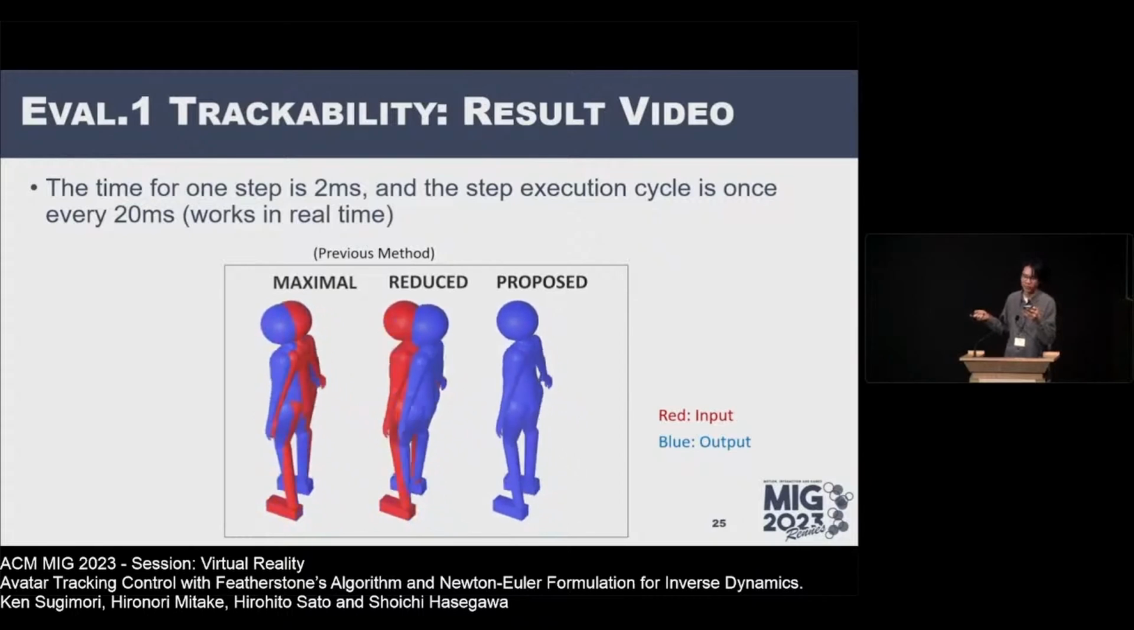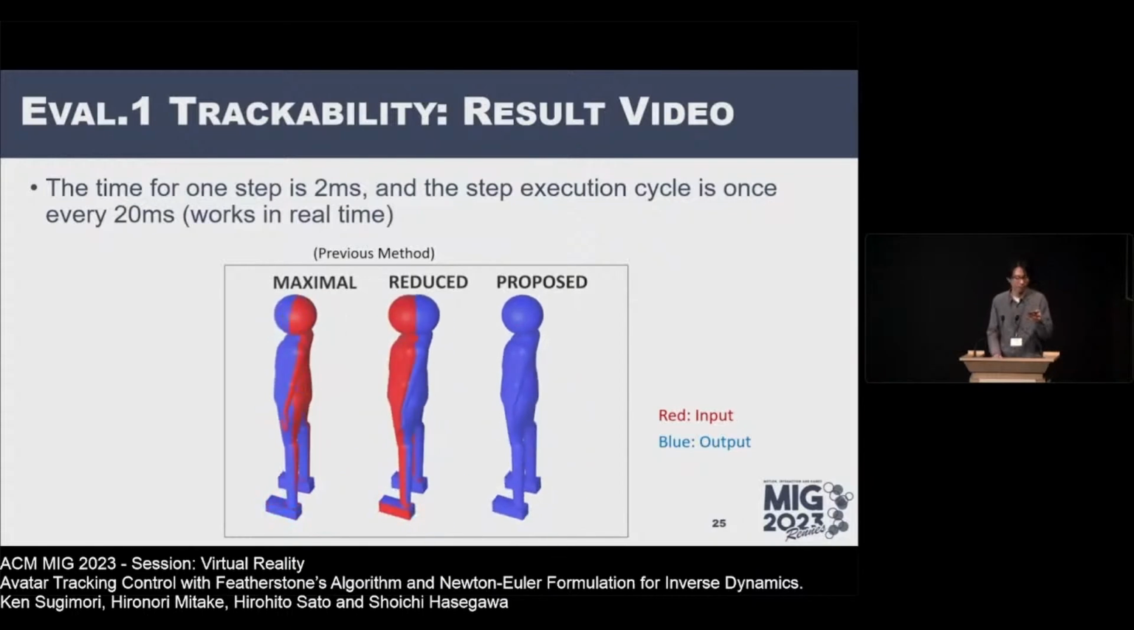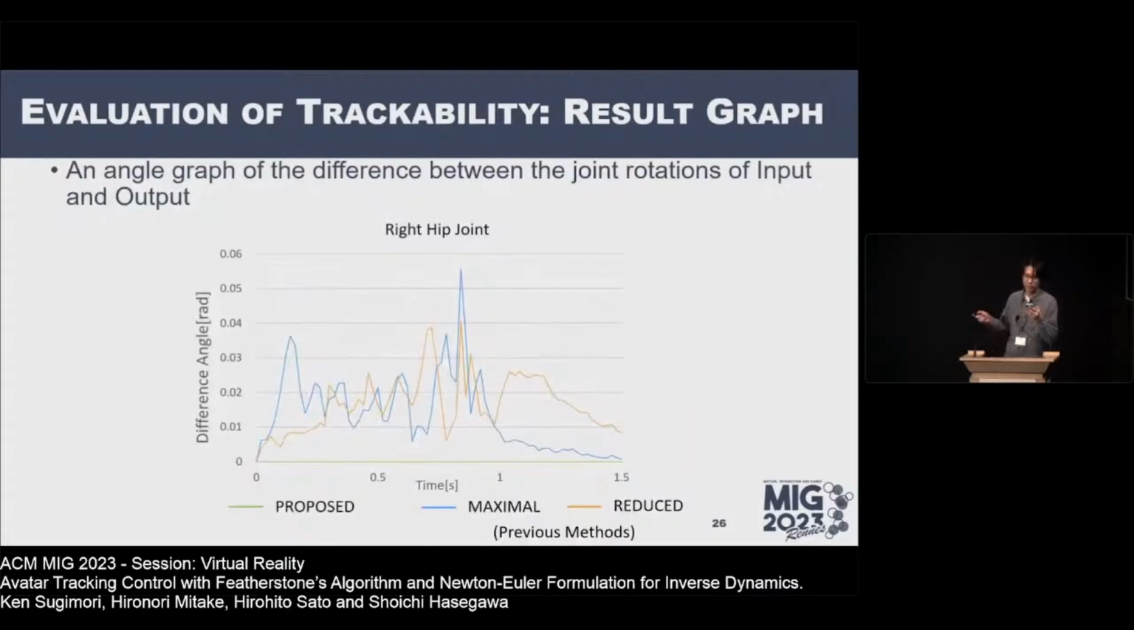Moreover, to clarify the delay, I measured the angle. This is an angle graph of the difference between the joint rotation of input and output of a rigid right hip joint. Green is proposed method, and blue and orange are previous methods. Previous methods have a difference between input and output, while proposed is almost zero, like this. The proposed method tracks accurately.